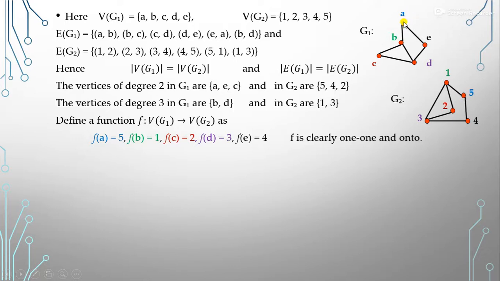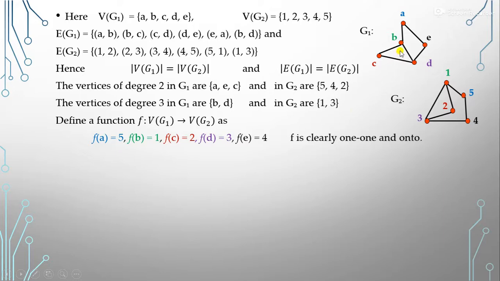Why? Because see here, A is connected to two other vertices, one vertex has degree 3 and one vertex has degree 2, and the vertex A has degree 2. So you see which vertex has the degree 2 and is also connected to vertices of degree 3 and 2. You can see here only the vertex 5 has degree 2 and is connected to other two vertices which have degree 2 and 3. So we can say that f(A) is equal to 5.